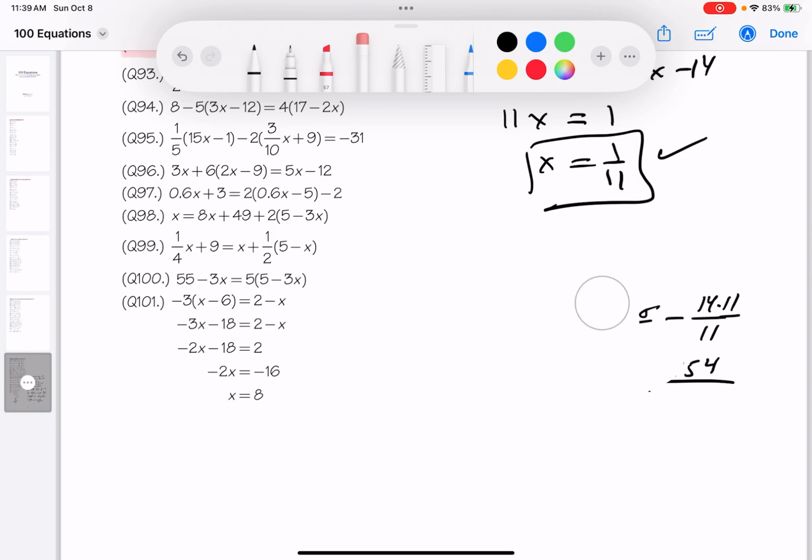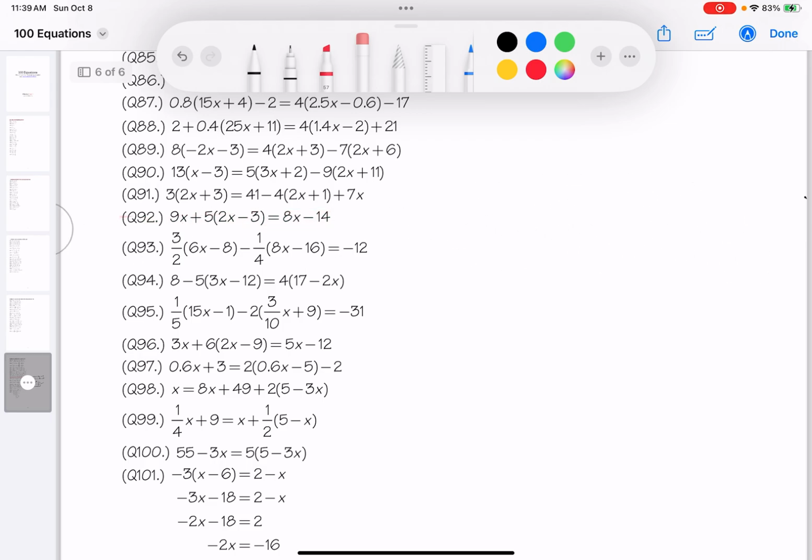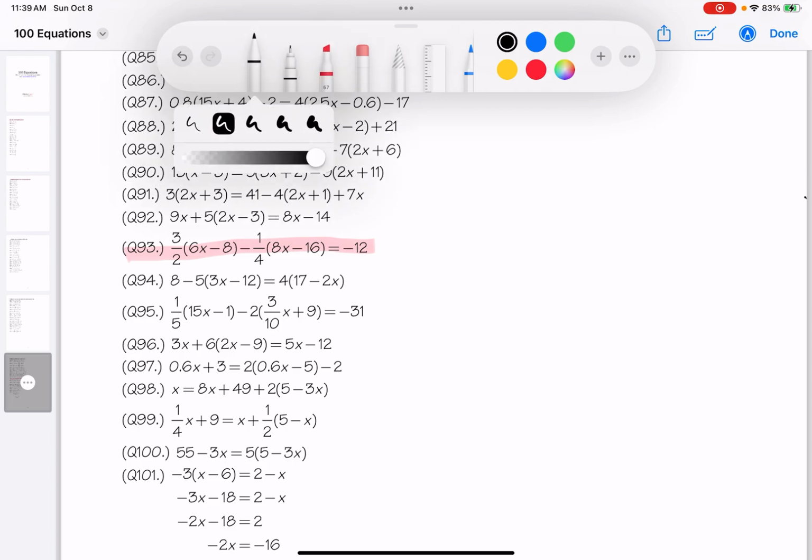Again, the worst thing for me is the checking of the problem. And when I write an answer key, it's the worst thing I have to go through. All right, that's number 92. We'll go to 93 now. All right, let's put it down. And I'm going to just distribute. That's all I'm going to do. So what do you get over here?